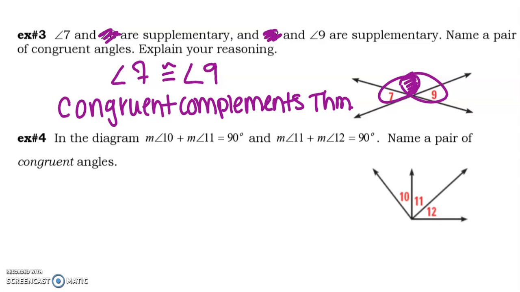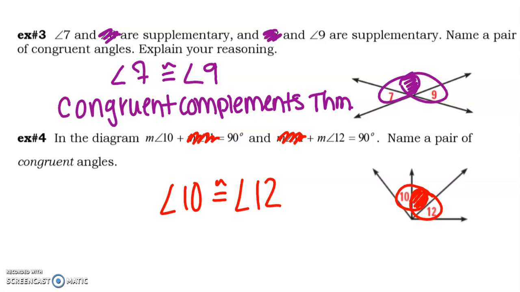So in example 4, if the measure of angle 10 plus the measure of angle 11 is 90 degrees, and the measure of angle 11 plus the measure of angle 12 is 90 degrees, we're going to get rid of that middleman, the measure of angle 11, and now we can say that angle 10 is congruent to angle 12. And this is by the congruent supplements theorem.